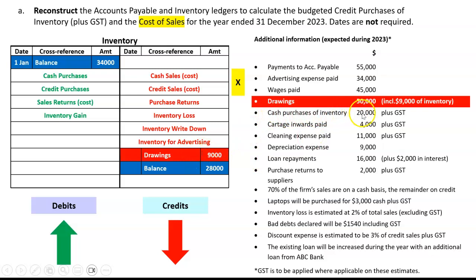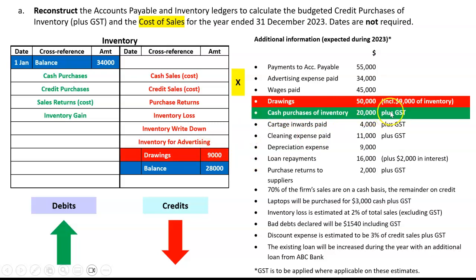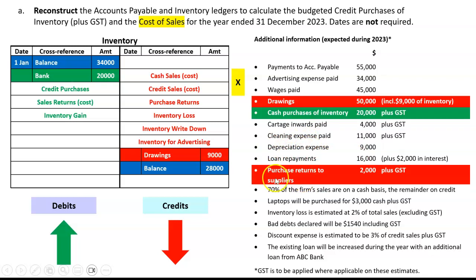Then I've got cash purchases of inventory, 20,000. I definitely need that one. That one goes here because it makes inventory go up. I've got cartage inwards, that's not inventory. Cleaning expense, no. Depreciation, no. Loan repayment, no. But I do have this purchase return. I'm going to send $2,000 of inventory back to suppliers, plus GST. I don't need the GST in this case because I'm just doing the inventory ledger, but that would be this one here, purchase returns. The reference would be accounts payable. Again, don't stress about the referencing when we're doing budgeting.